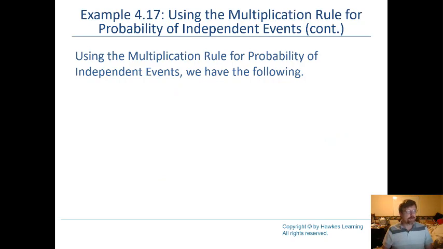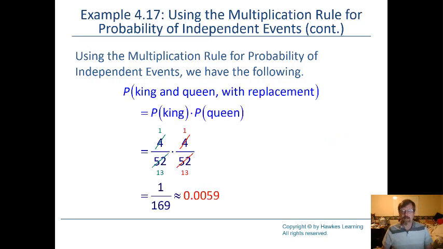Alright, so using the multiplication rule, we want the probability of king and queen with replacement. So it's probability of king times probability of a queen. So 4 kings in 52 cards.